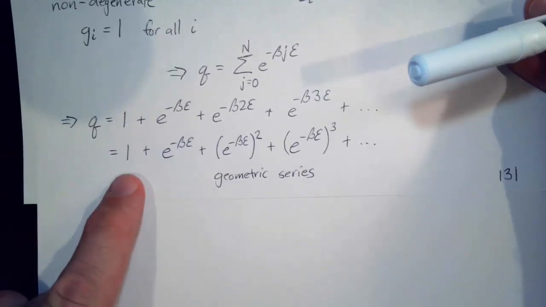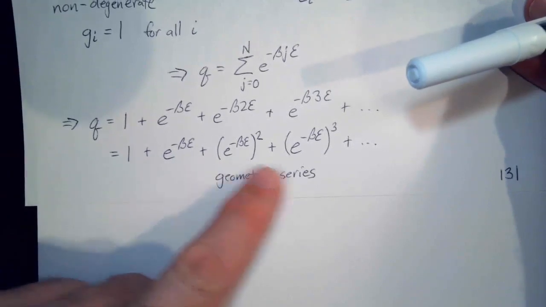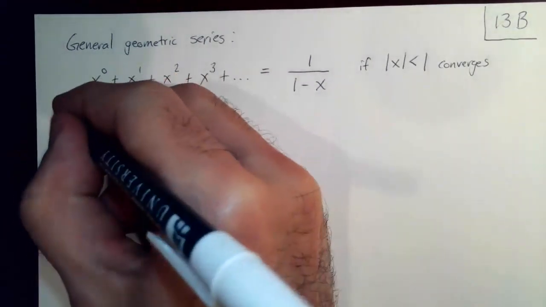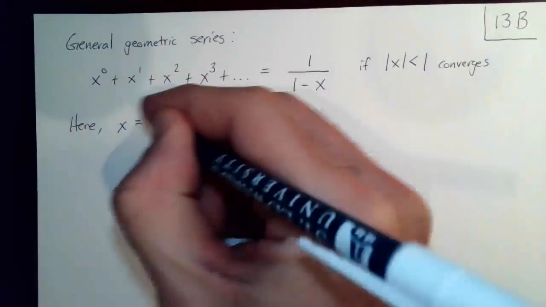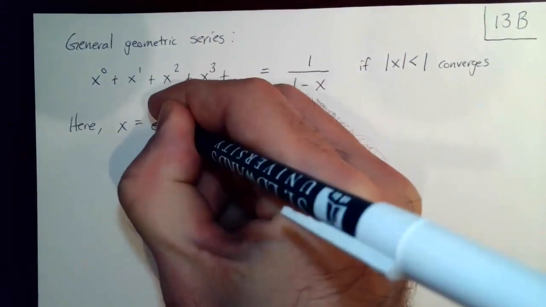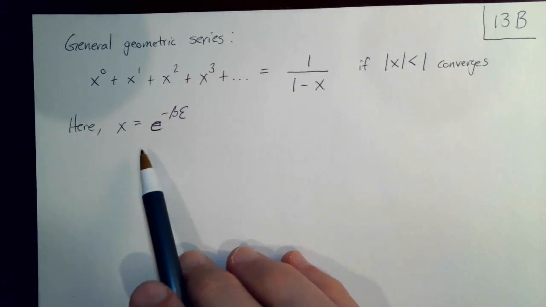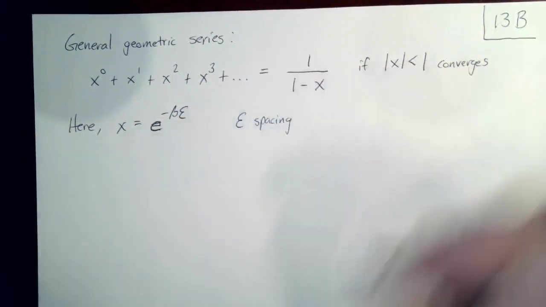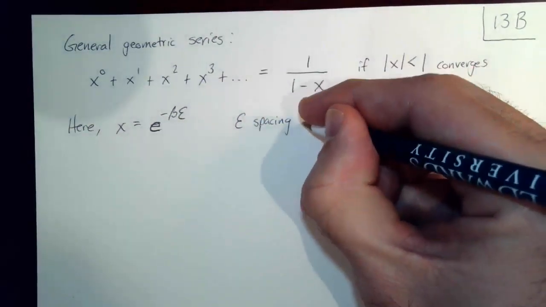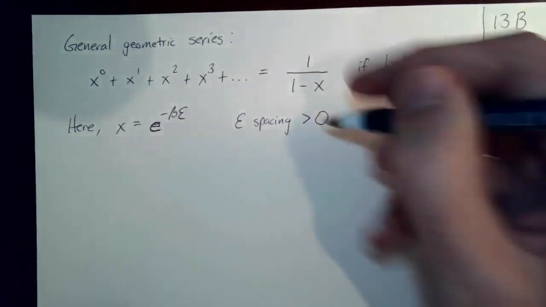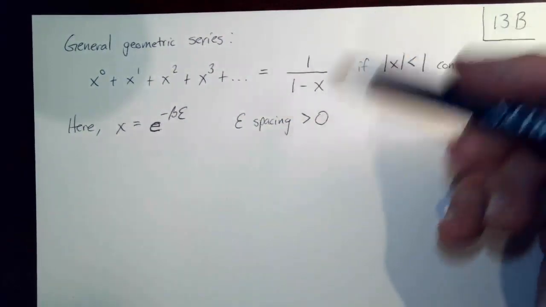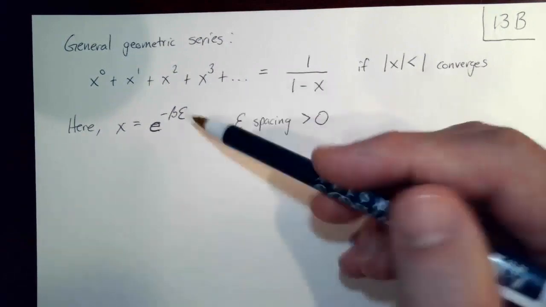Okay, so if we compare that to the geometric series for q, we can see that x in this case is the thing that's raised by increasing powers, e to the minus beta epsilon. So in our case, x is e to the minus beta epsilon. And if we think about this for a second, remember epsilon is the spacing between energy levels. So it has to be greater than 0. We can't have 0 spacing between energy levels. That would be just a single energy level with degeneracy. Okay, so the spacing of the energy levels must be greater than 0.